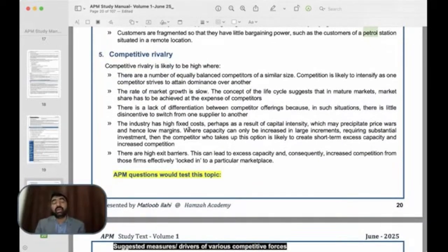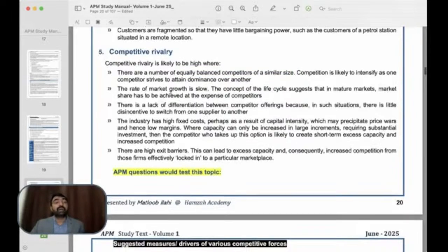And the fifth component is called competitive rivalry. Competitive rivalry means how existing players or existing businesses in a market compete with each other. Here are the different situations where the intensity of competition among existing players would be very high. For example, there are a number of equally balanced competitors of similar size, meaning all the players in the industry or the market have almost similar size. So then it would make the competition tough.